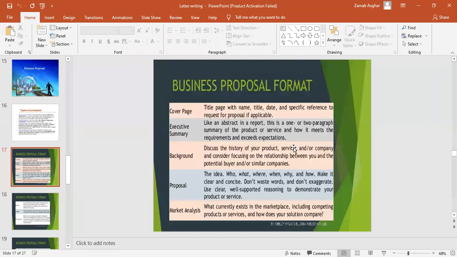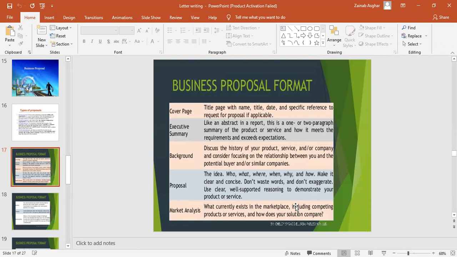Then there is the third point, that is background writing. Background writing is basically a kind of history, which we call the review. So what product you are going to have for selling purposes, you need to tell the history of that product. Along with it, you will tell all the history of your services, how your company has worked over the past years, what your company is actually about, and what kind of thought you have when you are going to make a deal with the buyer or other companies. So what is your focusing point in that deal. Everything related to that you will write down in the background.